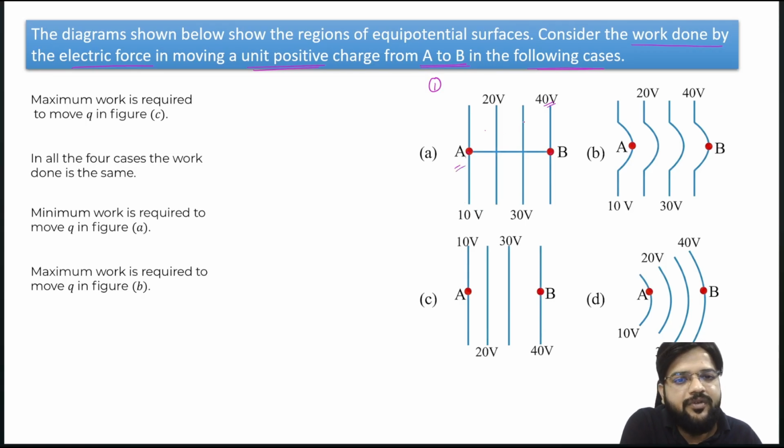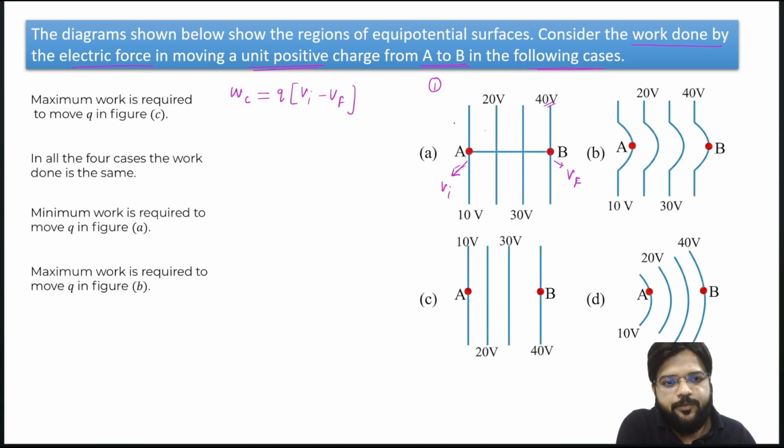Correct? So if you want the work done in the first case, what will we write here? We know that work done by a conservative force is equal to what? Q times (V initial minus V final). So this is the initial position, everyone, and this is the final position. We are moving from A to B. That's why the potential at point A is V_i. Correct? And V_i and V_f, both we know.